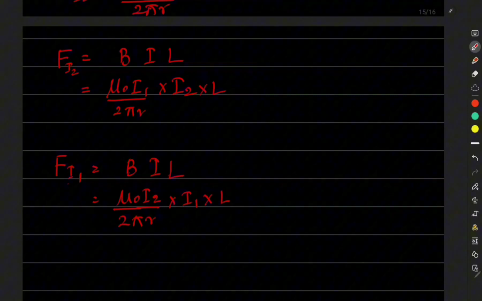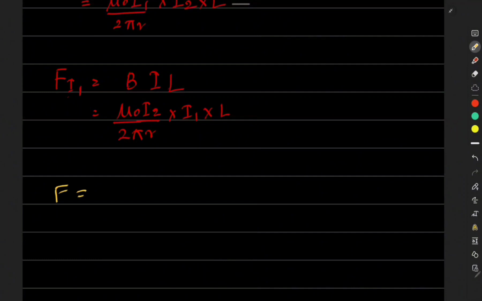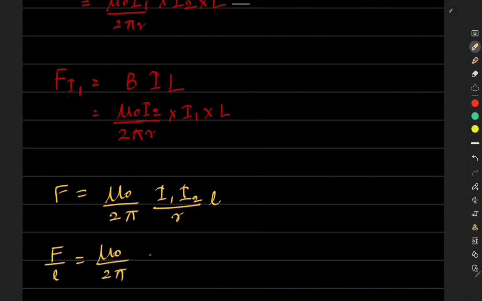Hence the force on the common length of both conductors due to the current flowing in them, we can write as a common expression, F equal to mu naught divided by 2 pi into I1 into I2 into L divided by R. And also we can find the force per unit length as mu naught divided by 2 pi into I1 into I2 divided by R.